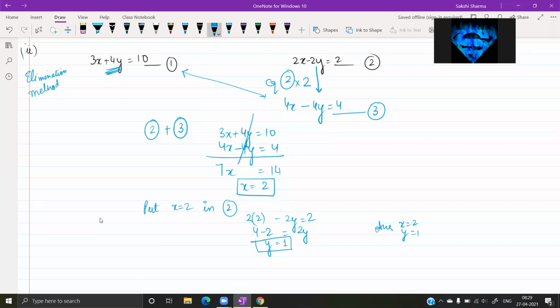Excuse me, ma'am. You have written equation 2 plus equation 3. We have to write equation 1 plus equation 3. Oh, thank you. We have added equation 1 and equation 3.